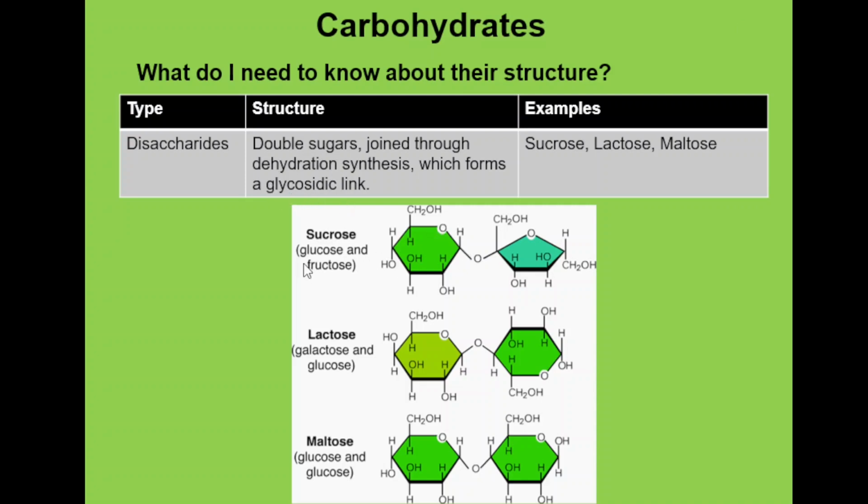So here we can see sucrose, which is a glucose and a fructose. Here's the join, so this is a glycosidic link. Here is lactose, the disaccharide we find in milk. This is a galactose and a glucose joined together through dehydration synthesis, creating this glycosidic link. Here is maltose, which is two glucoses joined together. And again, here we can see the glycosidic link. Okay, so those are some examples of the disaccharides.